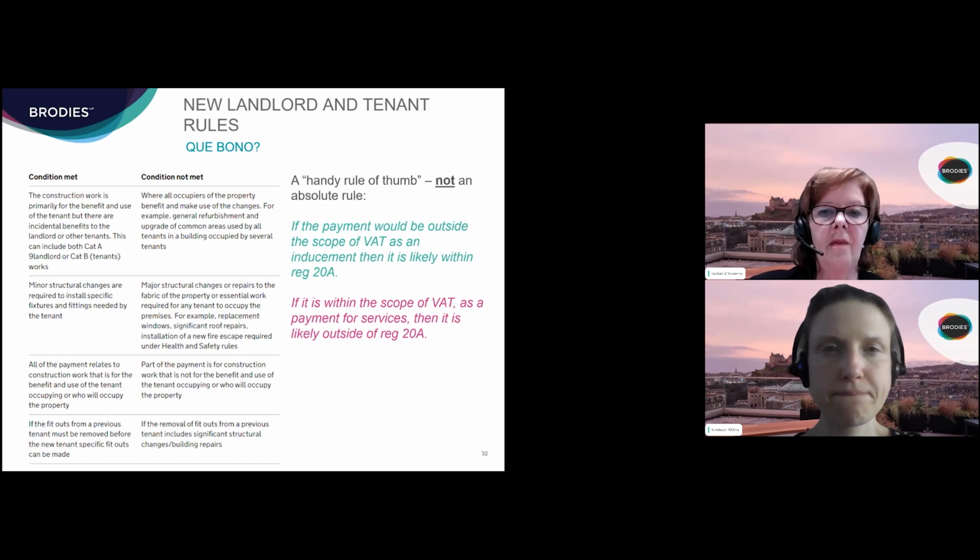It kind of ties in with the VAT treatment, and things that are inducements for VAT are likely to be exempt from the CIS under these new rules, but it's not entirely straightforward. So unfortunately, there'll be a degree of checking and looking into what the position is before you can be sure that a payment between a landlord and a tenant will be outside the CIS. Moving on to the next slide.